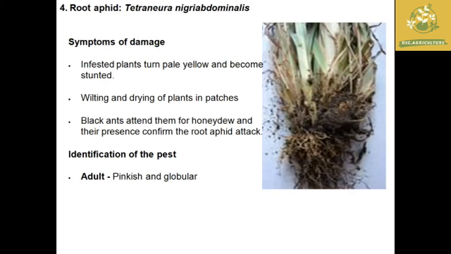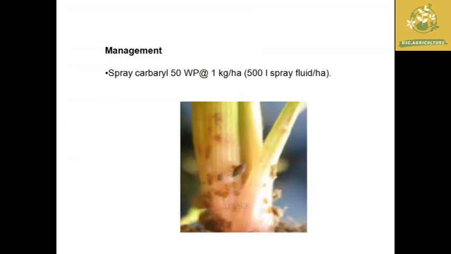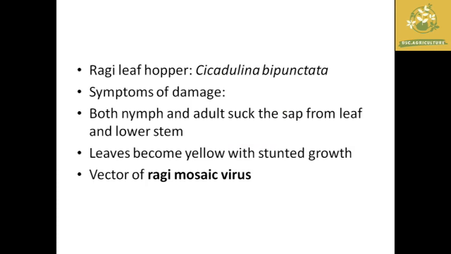And the other important pest in Ragi is root aphids. The scientific name is Tetraneura nigriabdominalis, and the symptom of damage is that the plant turns pale yellow and becomes stunted, and wilting and drying of plants occurs in patches. Black ants showing honey secretion indicate root aphids. The most effective management is spraying of carbaryl 50 WP at 1 kg per hectare, with 500 liters of spray fluid per hectare.